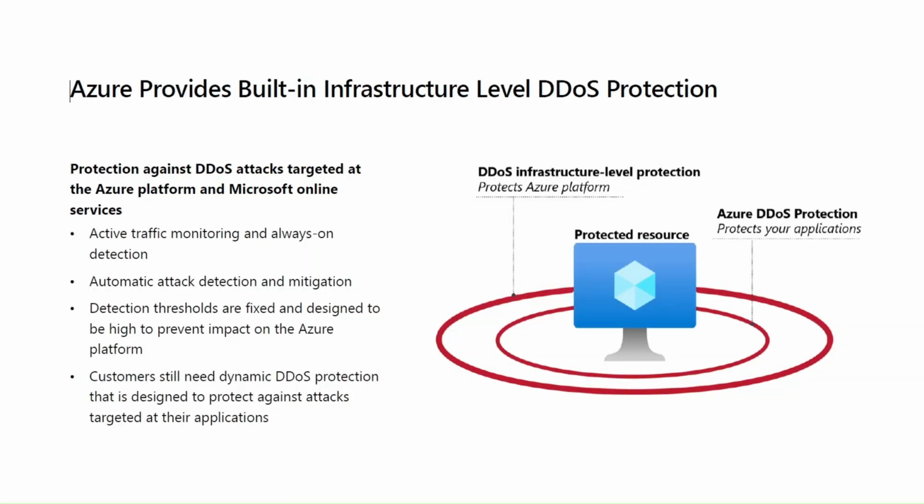Azure provides built-in infrastructure-level DDoS protection that helps you automatically. It's enabled at no charge for all Azure customers. It protects Azure infrastructure against common layer 3 and 4 volumetric attacks using continuous monitoring. So it is active traffic monitoring, with always-on detection and automatic attack detection and mitigation. This is enabled by default, and customers still need their own dynamic DDoS protection on top to defend their own specific targeted applications.